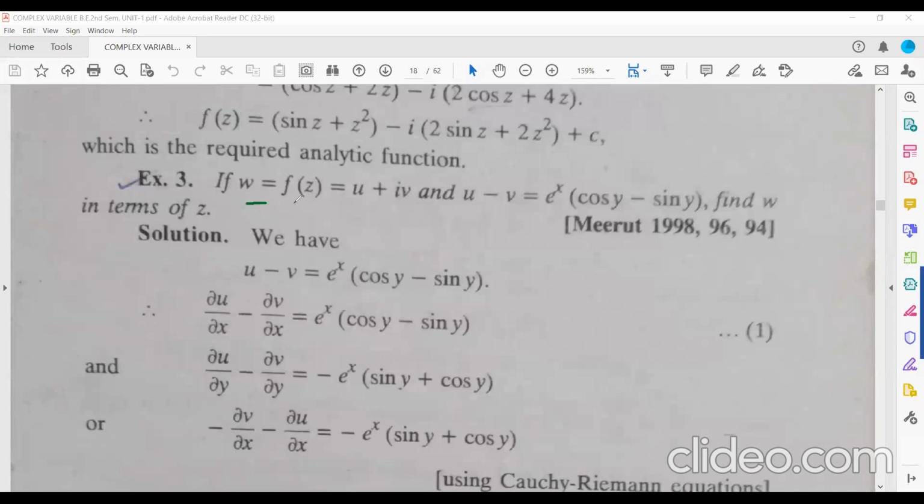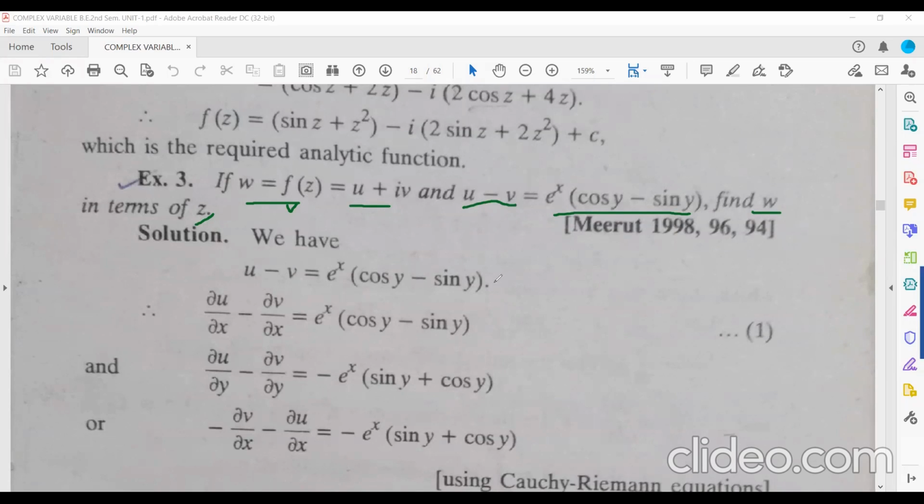Now, if W is equal to f(z) and f(z) is of the form U plus iV, and U minus V is given, not U or V alone. Here U minus V is equal to this one. Find W in terms of z. W means you need to find f(z) in terms of z. So here, neither the real part nor the imaginary part is given separately. It is given that U minus V is equal to this one. So okay, let's see how you can find out this f(z).